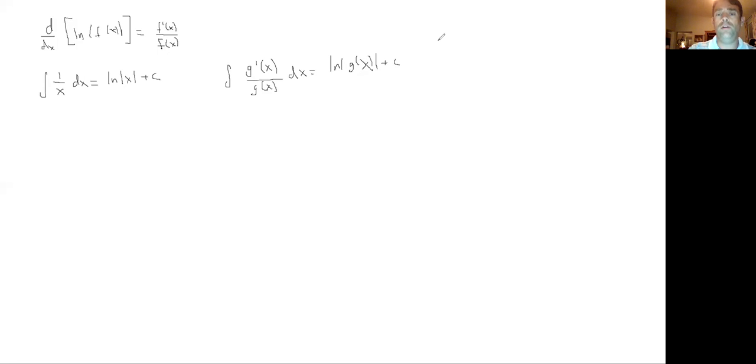But we've already learned a couple of trig integrals already. We've already learned that the integral of cosine x is sine x. And the integral of sine is negative cosine. Well, natural logs now will allow us to find the integral of the other trig functions.